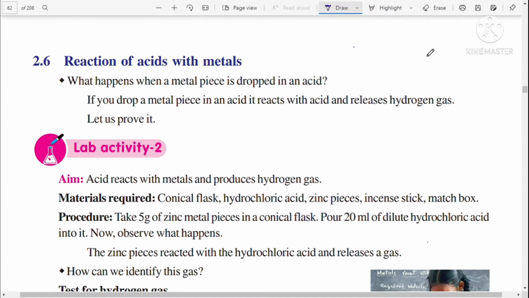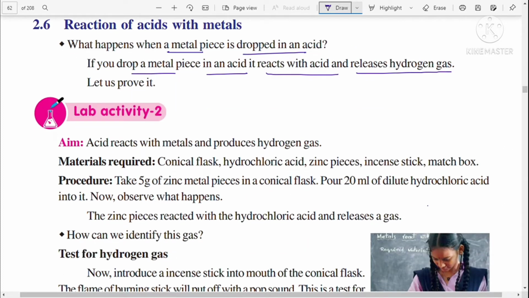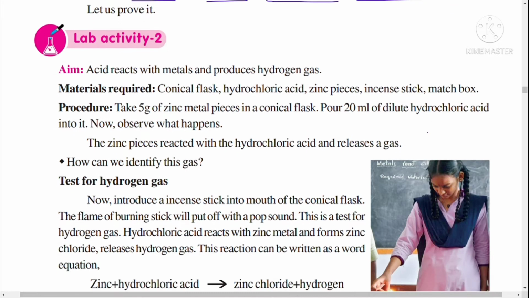Reaction of acids with the metal. What happens when a metal piece is dropped in an acid? If you drop a metal piece in an acid, it reacts with the acid and releases hydrogen gas. So how can we prove that? If we conduct one activity, we can prove that hydrogen gas is liberated during the reaction of acids with the metals.